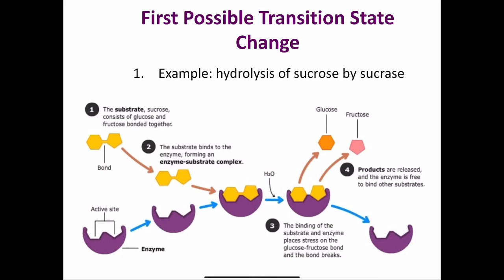The formation of the enzyme substrate complex, shown here, results in a change in the shape of the enzyme, and this in turn may stretch or distort the bond between the glucose and the fructose. This bond shown here, which will weaken the bond and allow it to be broken much more easily than in the absence of the enzyme.